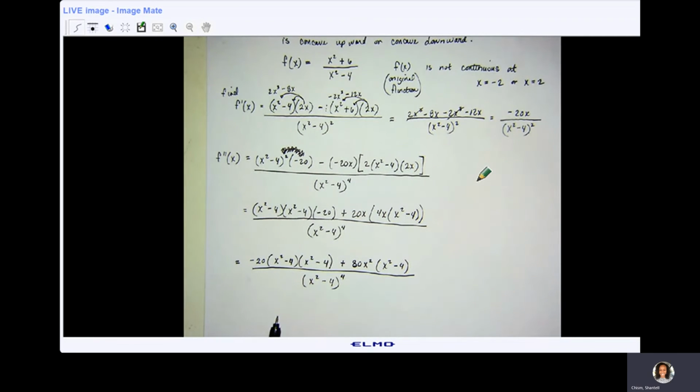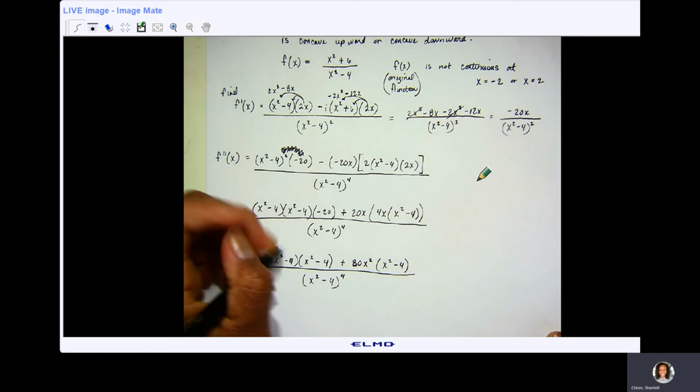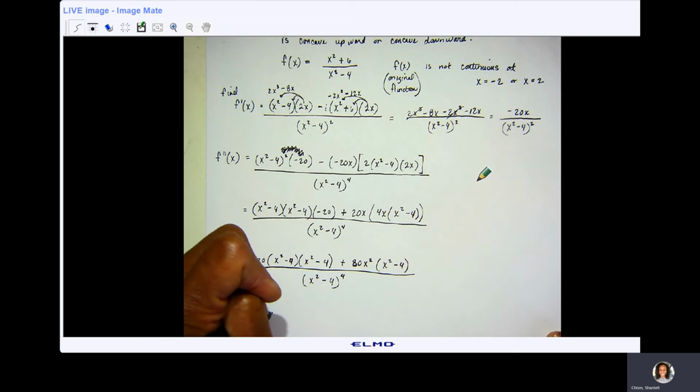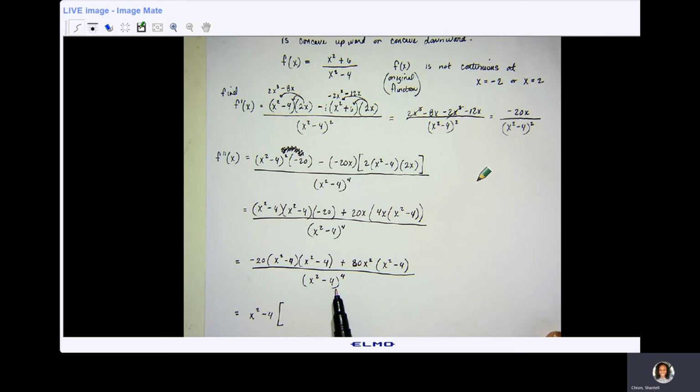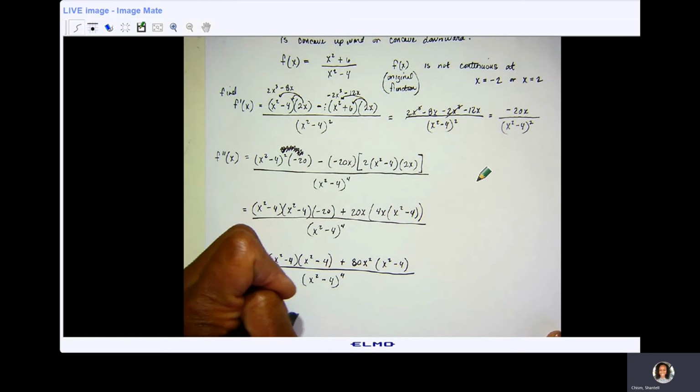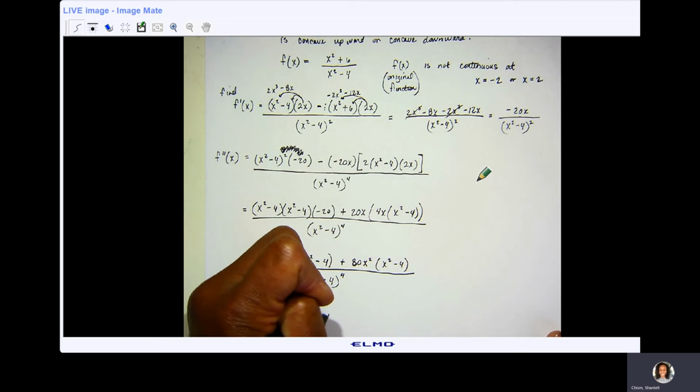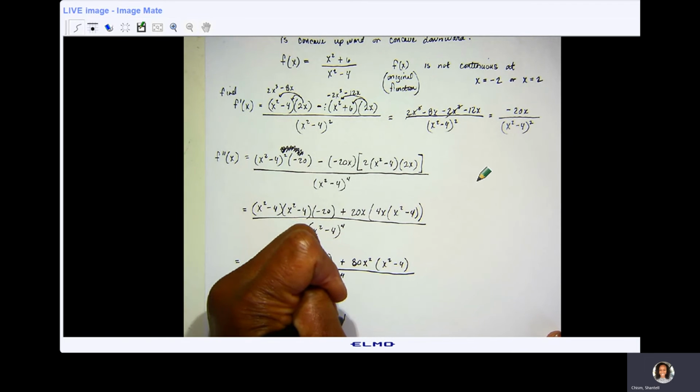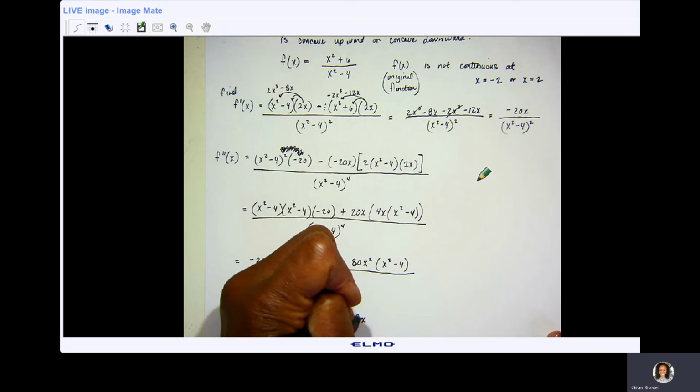Okay? So, all right. I'm going to factor out an x squared minus 4 from here. And the only reason I'm doing that, I'm factoring out from both terms here, and I'm choosing to do that because I've got x squared minus 4 on the bottom too, and it'll cancel out at least with one of those. So I've got negative 20 (x squared minus 4), and then I've got plus 80x squared.